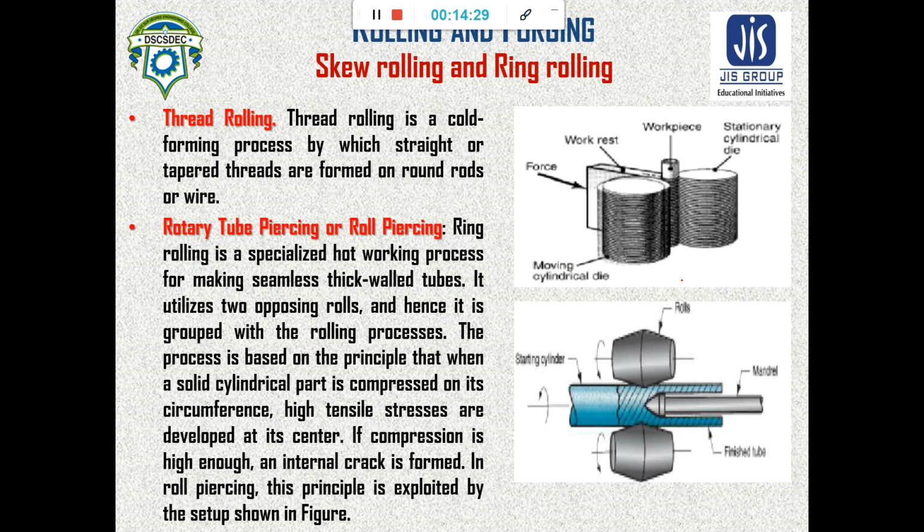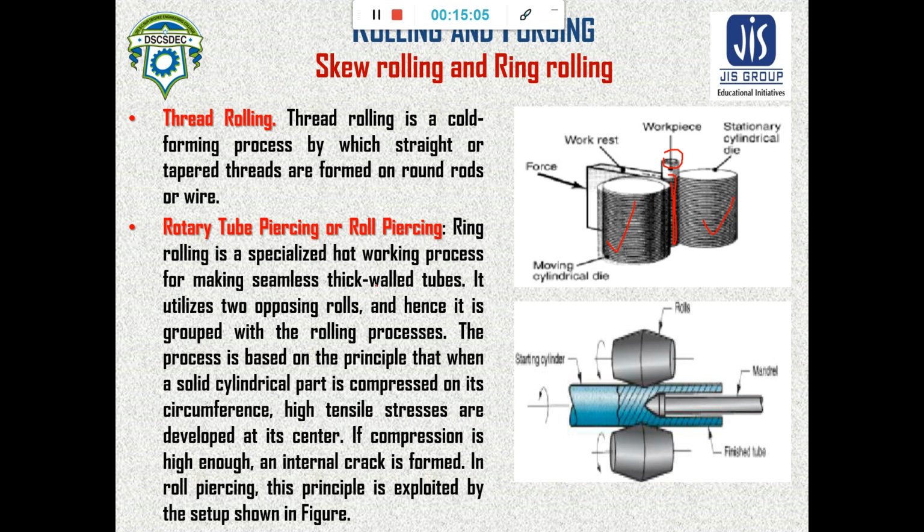Next is thread rolling. External threads can be made using this process. See, external thread can be made using this process. These two are dies, and this is the workpiece, and this is the work rest. The force is given through the work rest, so that this workpiece is rotated and moved through the cylindrical die, and that would give the workpiece an external thread. So this is thread rolling.